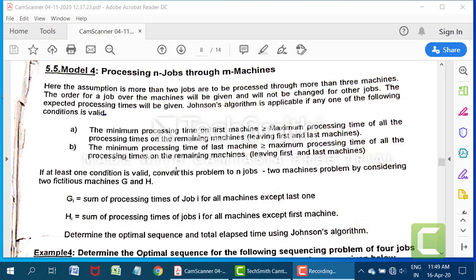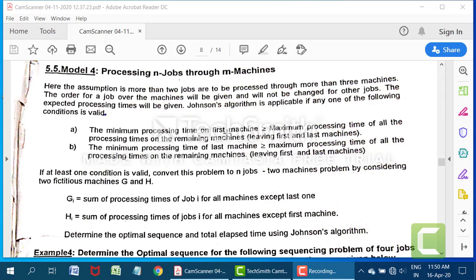Only thing is you need to test the conditions. What is the condition? The minimum processing time on the first machine. For the first machine, all the jobs' time data will be given. What is the minimum processing time on the first machine of all the jobs? That time is noted. Then the maximum processing time of all the processing times on the remaining machines, leaving the first machine and the last machine. First machine A is left out, last machine E is left out. The middle machines, what is the maximum processing time? The middle machines' maximum processing time.